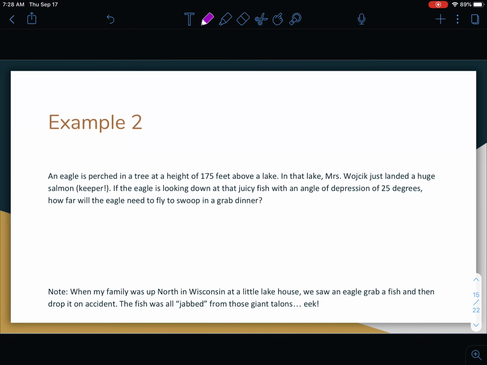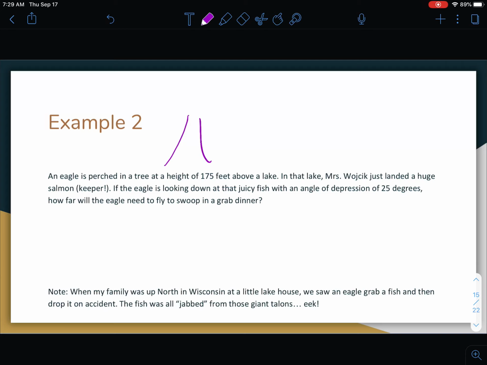Okay, example 2. An eagle, I'm not sure why I had a thing with the eagles, is perched in a tree at a height of 175 feet above a lake. In that lake, Mrs. Wojcik just landed a huge salmon. It is a keeper. If the eagle is looking down at that juicy fish with an angle of depression of 25 degrees, how far will the eagle need to fly to swoop in and grab dinner?